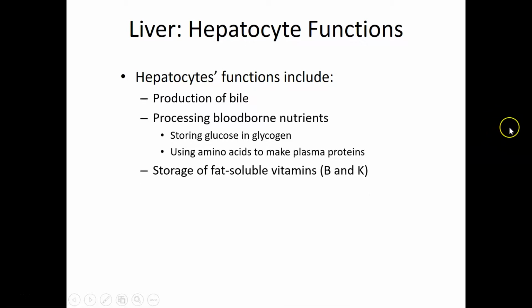Hepatocytes store fat-soluble vitamins, vitamin B and K. And finally, hepatocytes detoxify ingested toxins. That's important because stuff that's absorbed through your digestive tract is transported directly. First stop is straight to the liver. And if there are any toxins, they can be detoxified. And if there are any nutrients, they can be processed.